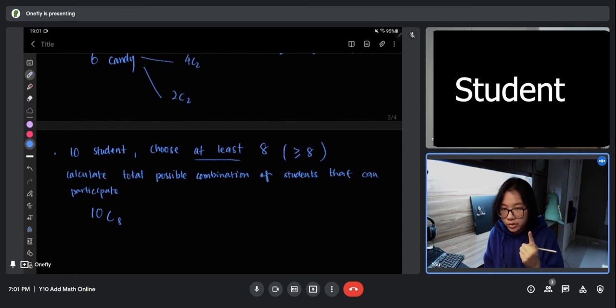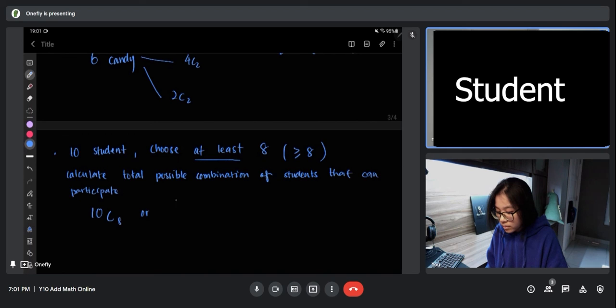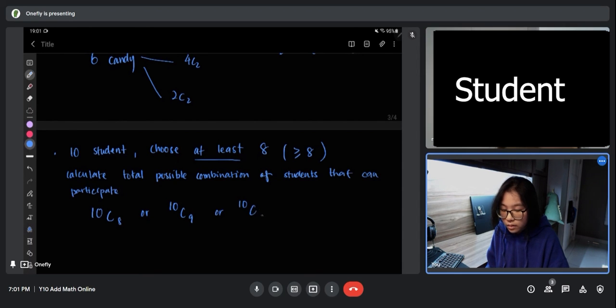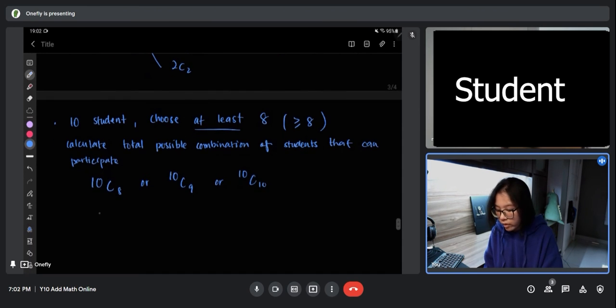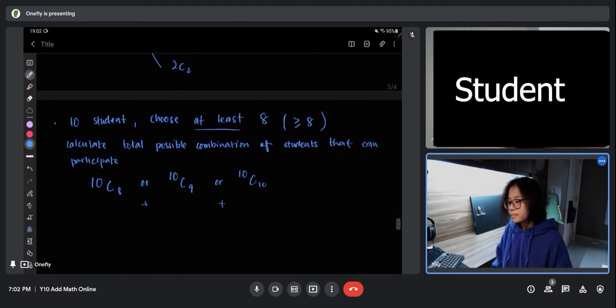This is one of the possibilities because we are looking for at least 8 students, meaning there's a possibility that there can be 9 students or 10 students. Then what? Plus 10C9, then 10C10. That's it. So here it will be very obvious you add them together.